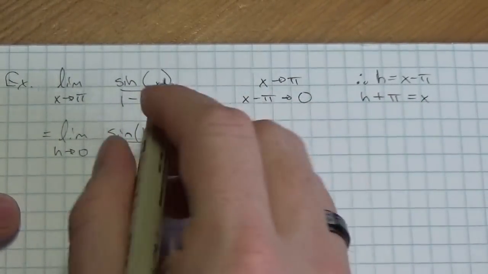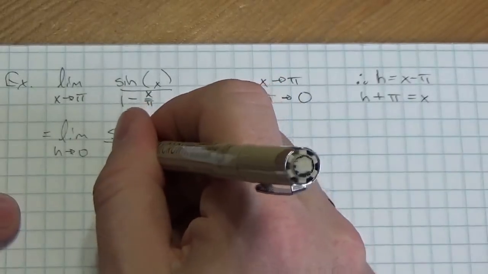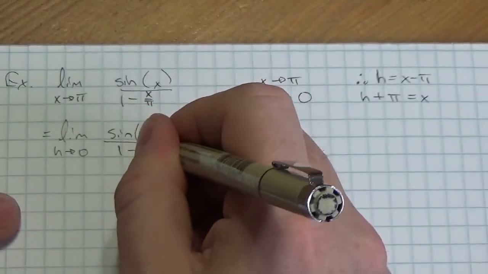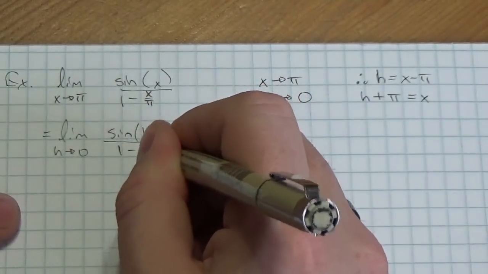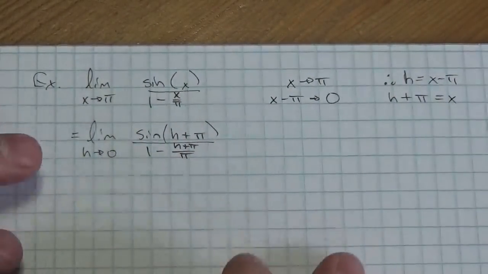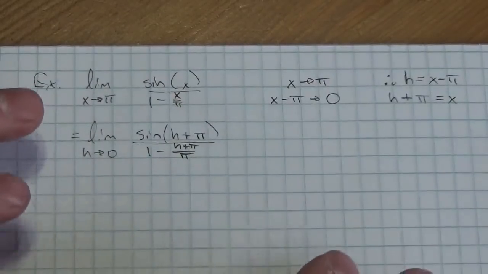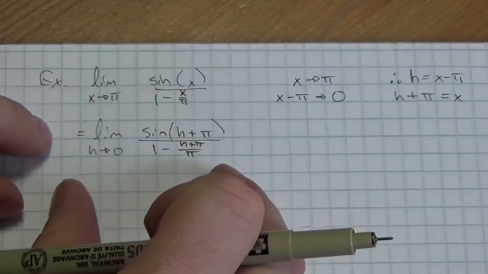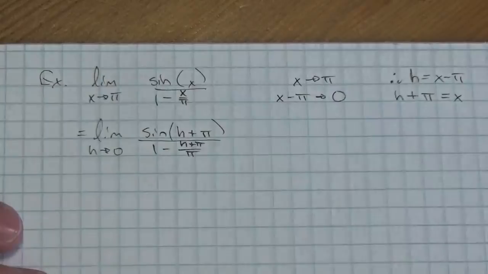And then down here, I've got that x again, x minus h plus pi over pi. Now, I am going to show you two different methods of handling this particular problem, but both of the methods rely on this as our starting point.